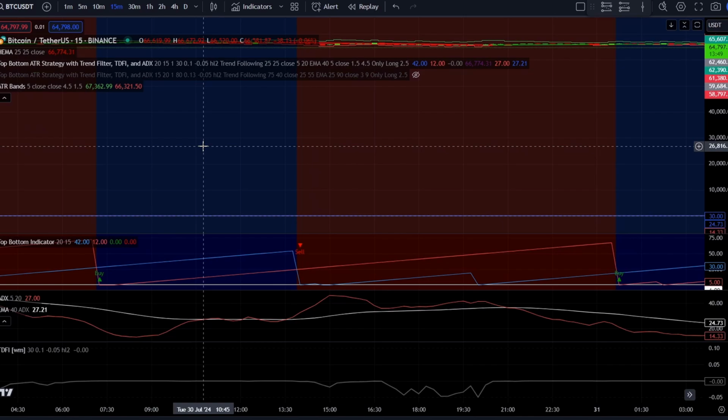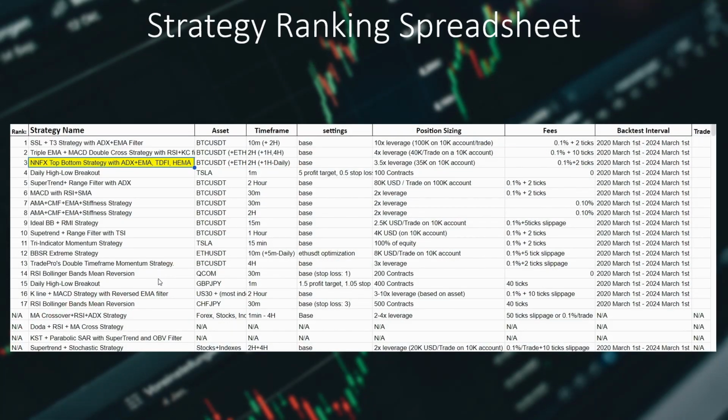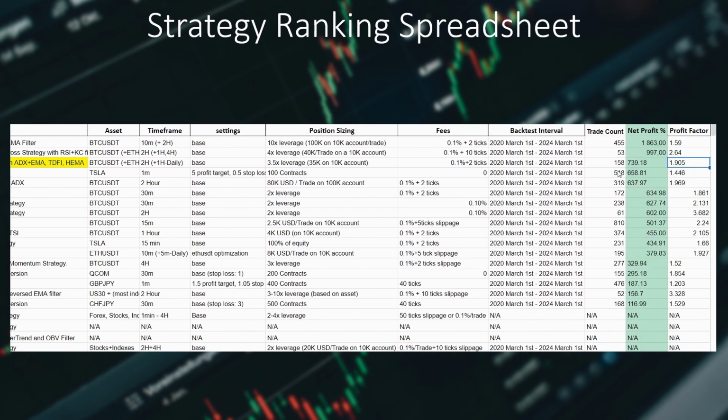Well, that's all. Finally, let's take a look at the strategy ranking spreadsheet and find out where this strategy is placed among the 15 others that I have tested so far. And here is the strategy ranking spreadsheet, and today's strategy, the NNFX top bottom strategy with ADX, EMA, TDFI and AGMA, finished at the 3rd place out of 17 strategies that got a rank. And here you can see all the assets that were profitable, the timeframes that I found to be profitable, the leverage, the position sizing, the fees, the backtest time interval, and so on.